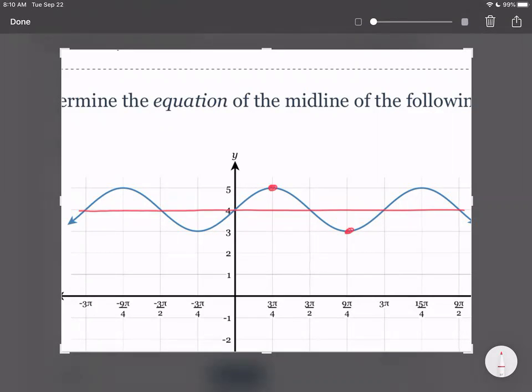Since it is a horizontal flat line, it's going to take the form of y equals whatever number its height is. Right now we have it intersecting the y-axis at 4, so its midline equation is y equals 4. With that being said, do you guys have any questions on this first example?